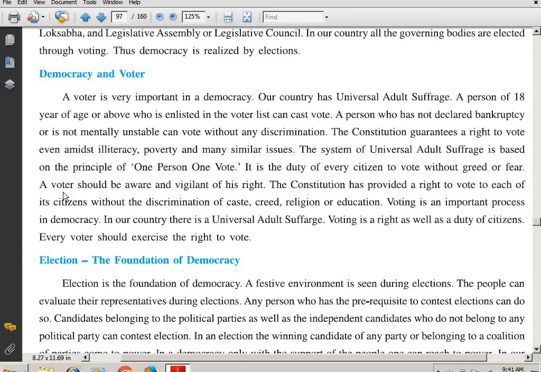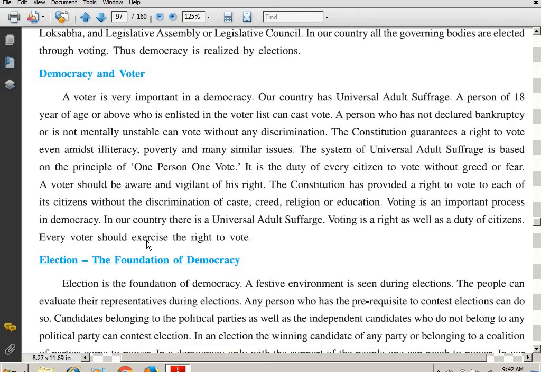A voter should be aware and vigilant of his rights. You should know what your rights are. Being a voter and an Indian citizen, the Constitution has provided the right to vote to each of its citizens without discrimination of caste, creed, religion or education. So our Indian Constitution gives us the right to vote without any discrimination. You are free to cast your vote.